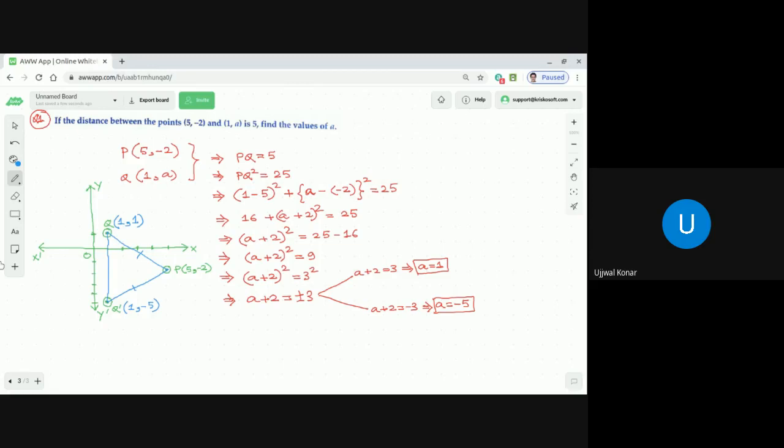Correct, dear students? Absolutely clear? Well understood? Yes, sir. Okay. Now let us solve another problem. This question actually came in one year in the ICSE examination, and here it is.